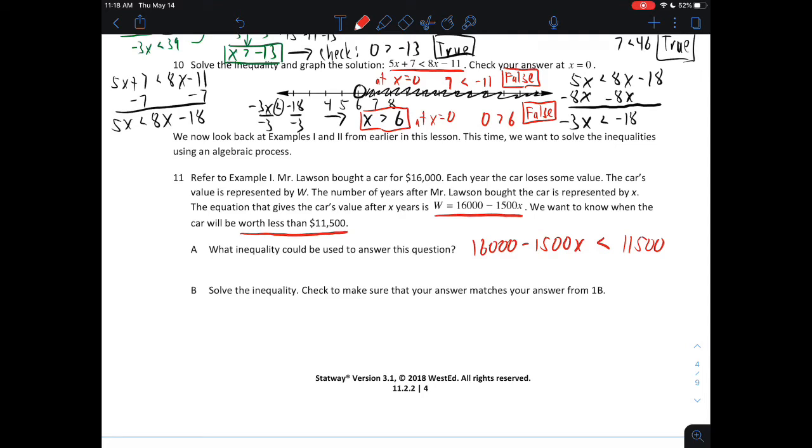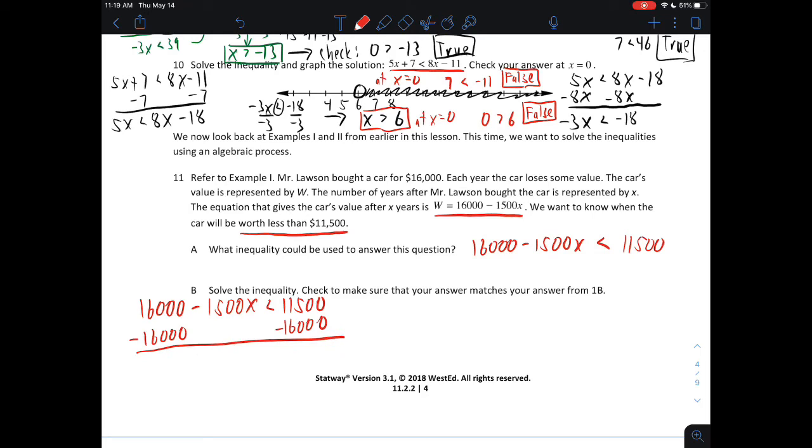So now part B, solve the inequality. Make sure to check that your answer matches the answer that we wrote down in 1B. So if I start with 16,000 minus 1,500X is less than 11,500, remember we want to get X by itself. So I'm going to do addition or subtraction first to move any constants around. So the 16,000 is a constant. It doesn't have an X attached to it. Notice that the sign in front of the 16,000 is a positive, which means I have to do the opposite. So I have to subtract 16,000.